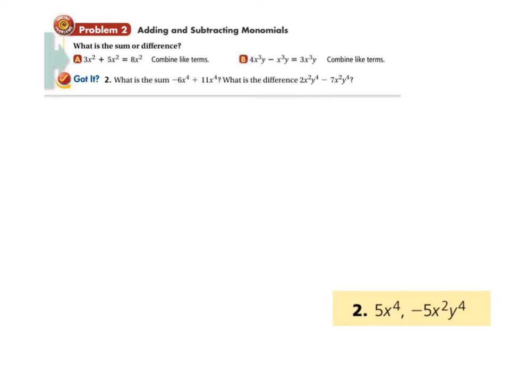Again, combining like terms. So if we take a look here, what is the sum of these two? Notice, x to the fourth, x to the fourth. So negative 6x to the fourth plus 11x to the fourth is 5x to the fourth. And over here again, verify first that they have the same variable, the same power. So 2x squared y to the fourth, 7x squared y to the fourth. So 2 of these minus 7 of those is negative 5x squared y to the fourth.